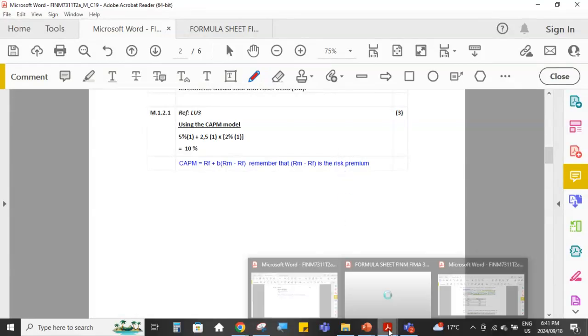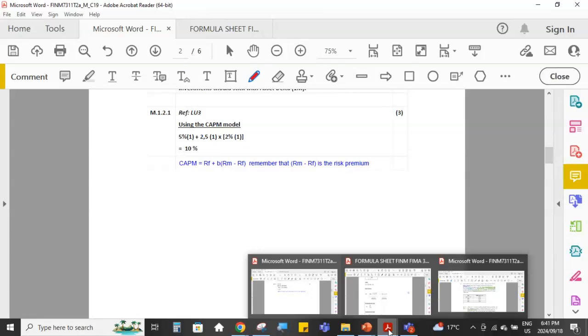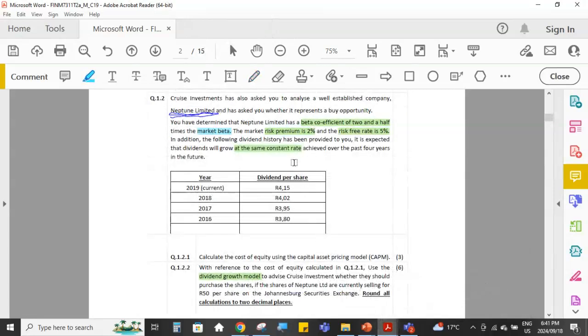So in our question, they just said the risk premium is 2%. So what they've done there is they have taken RM minus RF equals 2%. And you need to know that, again, otherwise you're going to be lost. You're going to say, what must I do with this 2%? I'm looking for an RM and an RF, and they've given me 2%. So here's our RF, risk-free rate. Here is our beta, 2.5.